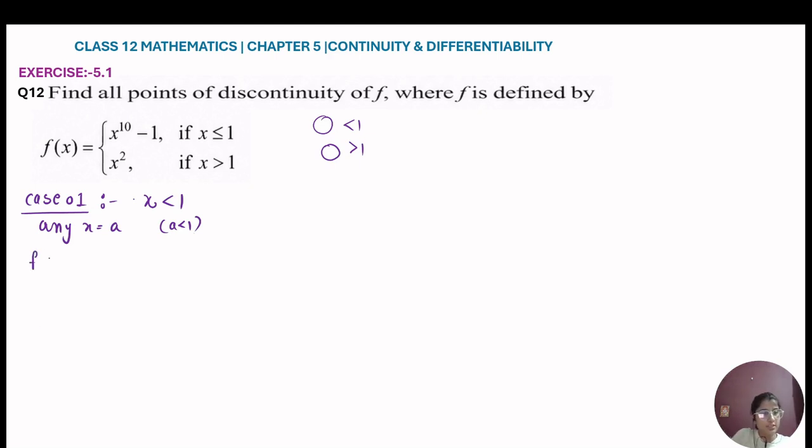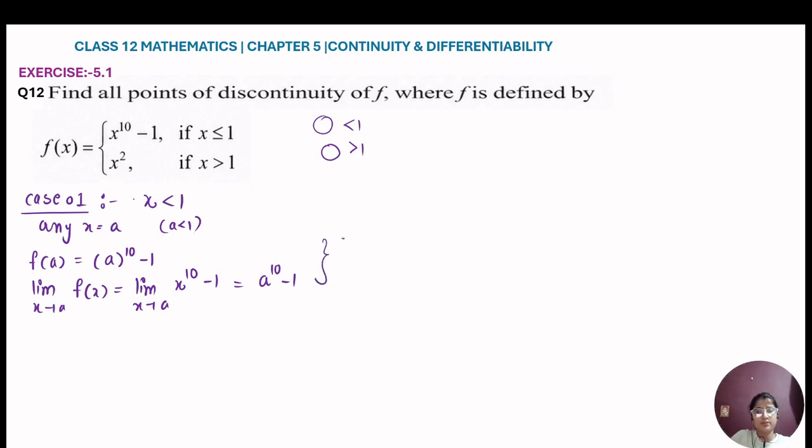Its function value, that is f of a. For x less than 1, it is a raised to 10 minus 1. Now find its limit value. This will be the limit of f of x as x tends to a. Here the function will be x raised to 10 minus 1, so this will be a raised to 10 minus 1. As you can see, function value and limit value are the same. So f is continuous at a.